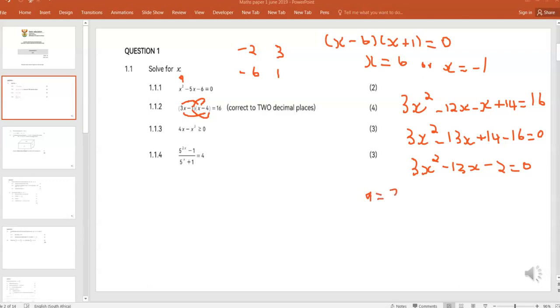Again, here a will be 3, our b will be -13, and then c will be -2. I'm going to put this in my formula and see what answers they are giving us. I'm going to use the quadratic formula, which is there in the formula sheet.